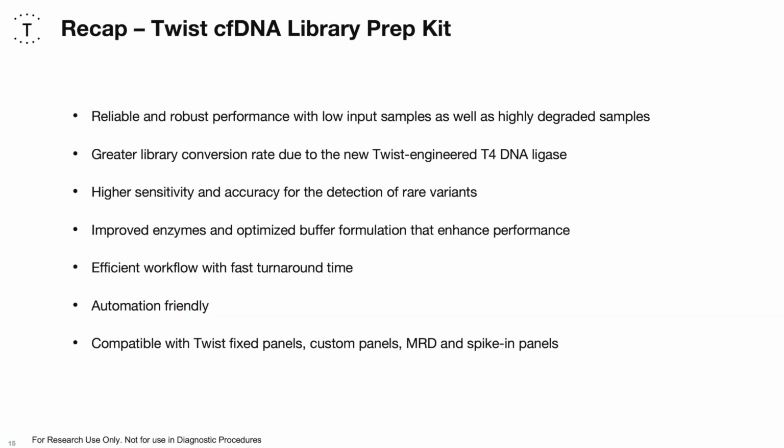In summary, the Twist cfDNA library prep kit with its Twist-engineered cfDNA ligase offers advanced conversion and robust performance with low input samples as well as with highly degraded samples, empowering your research with greater sensitivity and accuracy. The improved enzymes and optimized buffer formulation enhance performance and make the kit an excellent approach for liquid biopsies and mutation detection with low amounts of input DNA. The workflow is fast and efficient, automation-friendly, and can be combined with the Twist target enrichment workflow and any of our Twist panels.